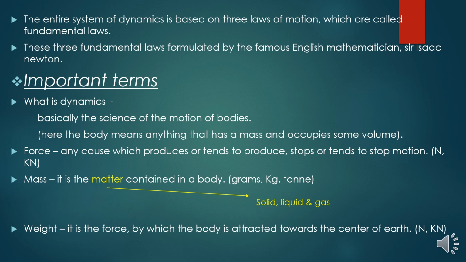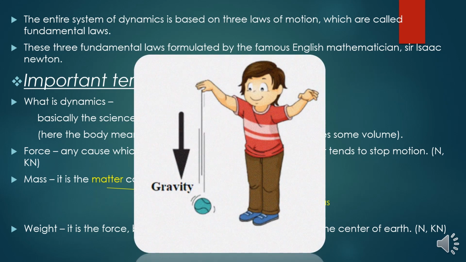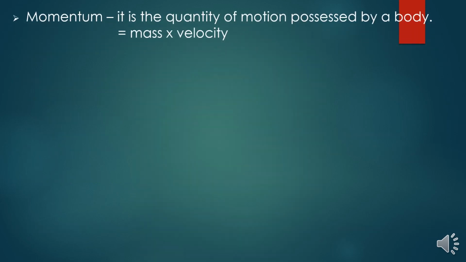Weight. It is the force by which the body is attracted towards the center of the earth. Weight is also a force, so the units will also be the same as the force. Momentum. It is the quantity of motion possessed by a body, equal to mass multiplied by velocity. We will discuss the momentum later in this video.